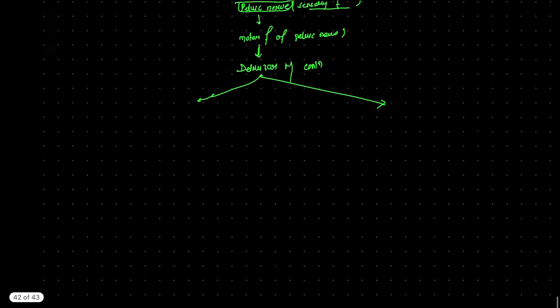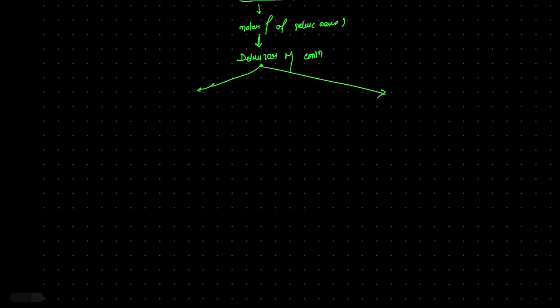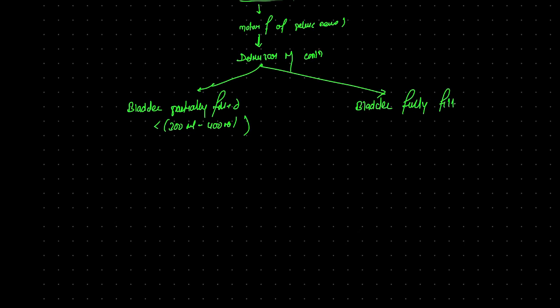Now as there will be detrusor muscle contraction, there will be two conditions. In one condition there will be partial filling of the bladder, that means less than 300 to 400 ml. Another condition is when the bladder is fully or completely filled, that means more than 300 to 400 ml of filling of the bladder.